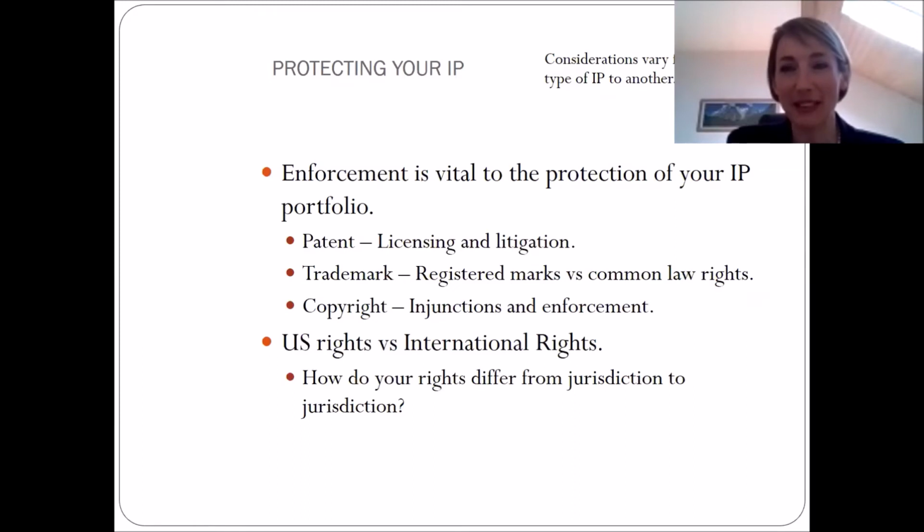All right, so thinking a little bit about protecting your IP, we touched on some of this already. The idea is that really maintaining your portfolio will allow you to protect and grow your rights and enforce them throughout the world. So whether it's patents and you're thinking of doing licensing or litigation, trademarks, if you've got a registered mark, it can be a lot easier than if you're operating on your unregistered or common law rights. Copyrights, registration means that you get injunctions and enforcement a lot more easily.